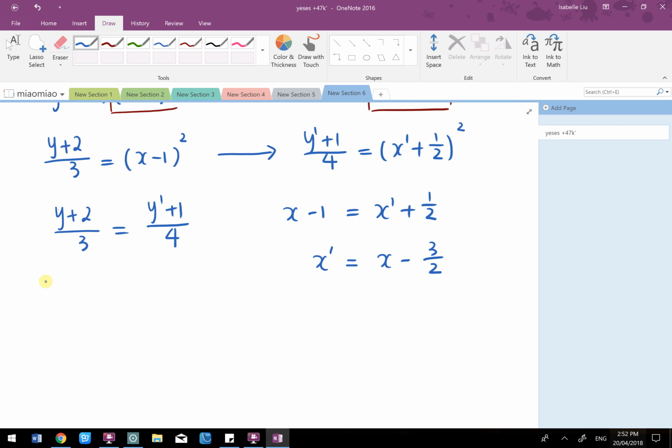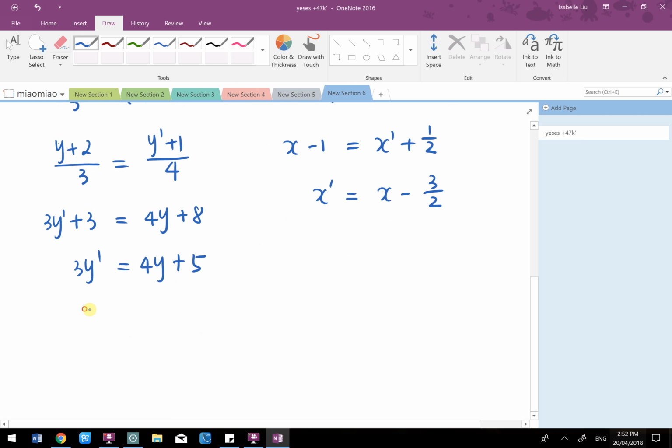Okay, this one I can cross multiply, which I feel is easier. So 3y dash is 4y plus 5. y dash is 4 over 3 y plus 5 over 3.